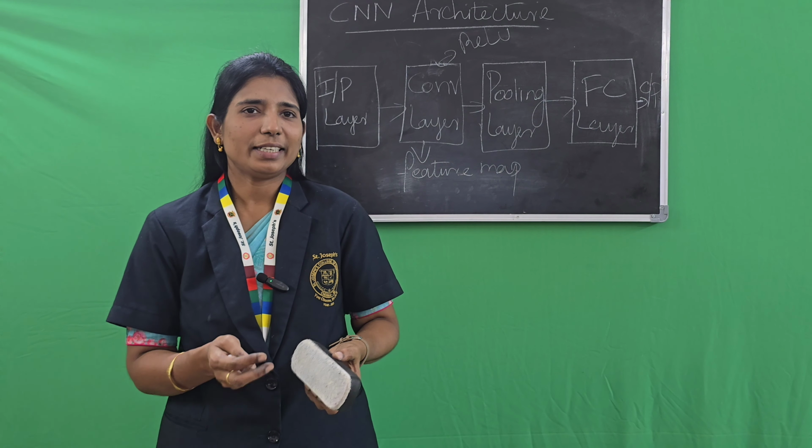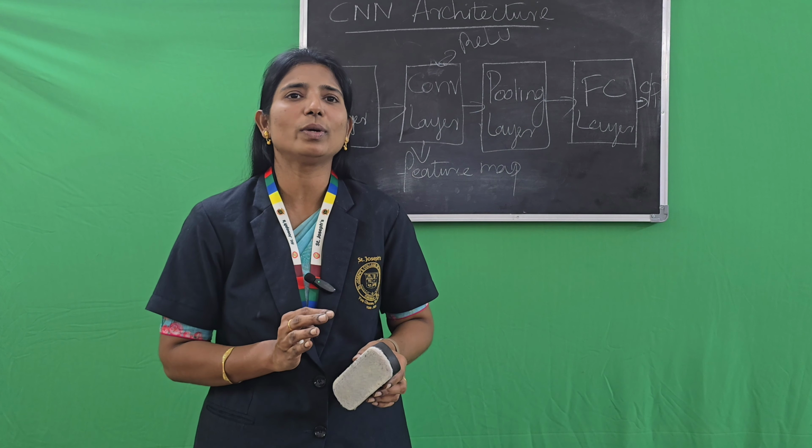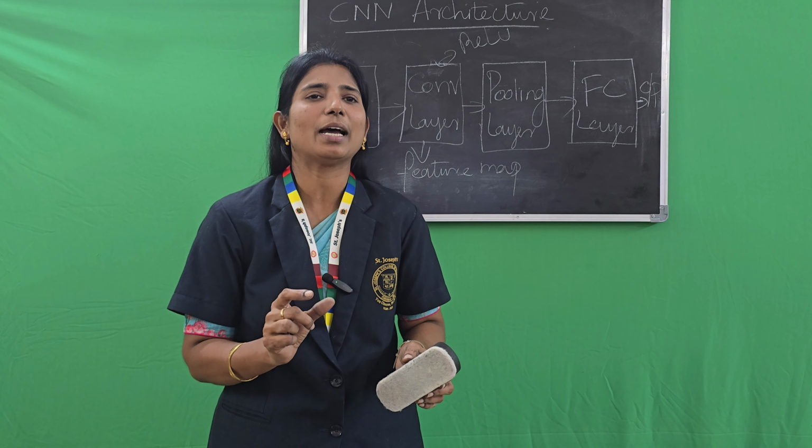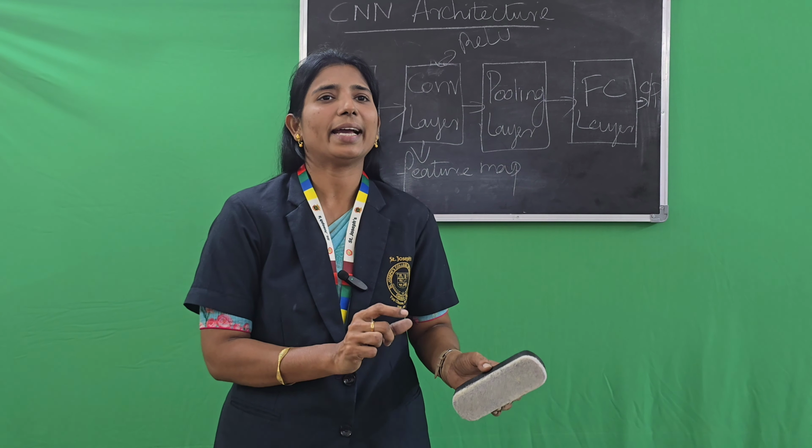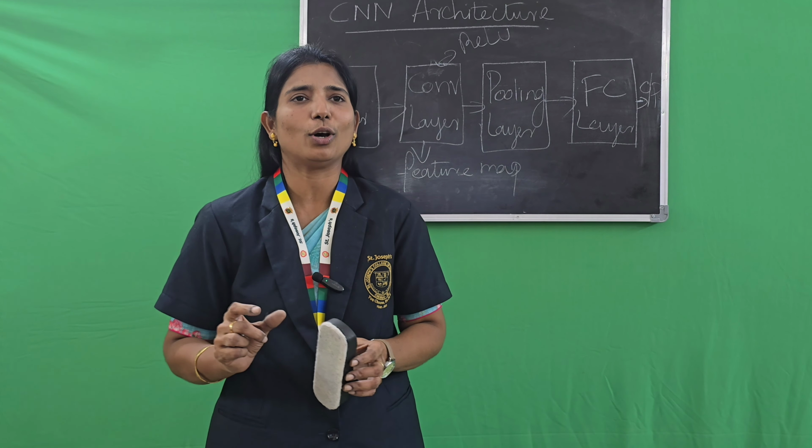Finally, we have the output layer. It gives the final result. For classification tasks, it usually uses a softmax function that gives the probability of each class. For example, 90% cat and 10% dog.